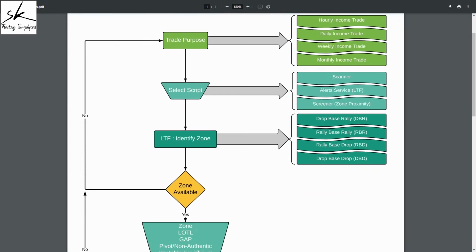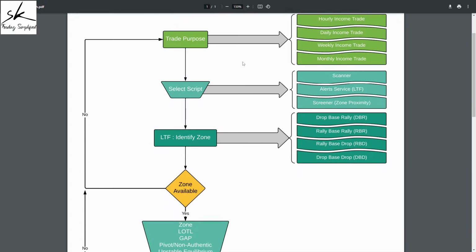So what is our step number one? Whenever we start planning our trade, step one is we need to define our trade purpose. So now the question is, what do we mean by trade purpose? Trade purpose basically implies the expected duration of the trade. And the duration of the trade is from the time you enter the trade to the time you exit the trade. So your trade purpose means from entry to the exit.